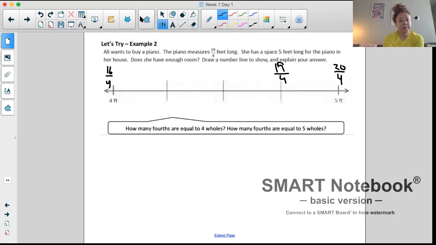So does she have room? Yes, she does, and you can write a statement below. I'm not going to do that because you know how bad I'm at writing with the marker, but you could write something like, yes, she has enough room because 19 fourths is less than 20 fourths, which is equivalent to 5 feet. Okay.